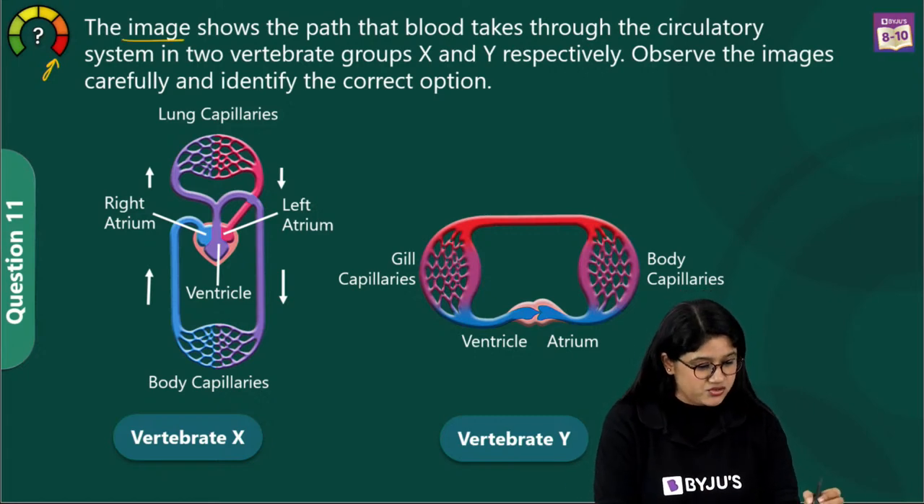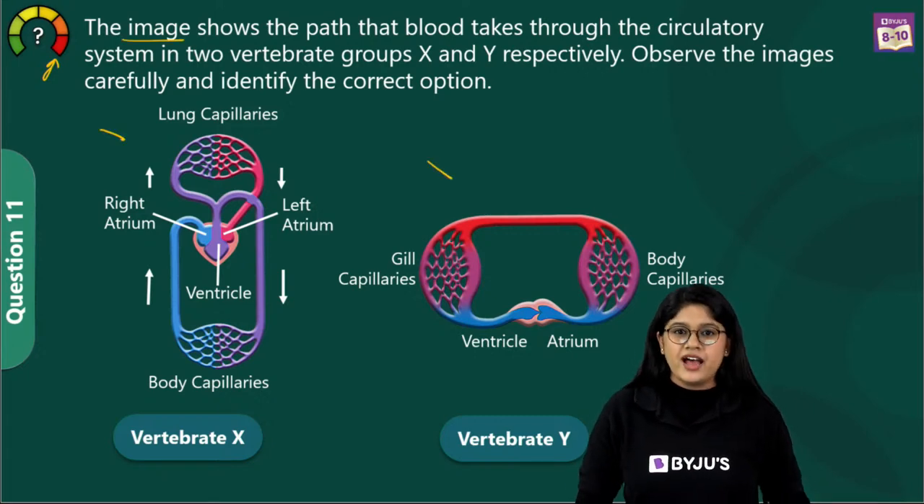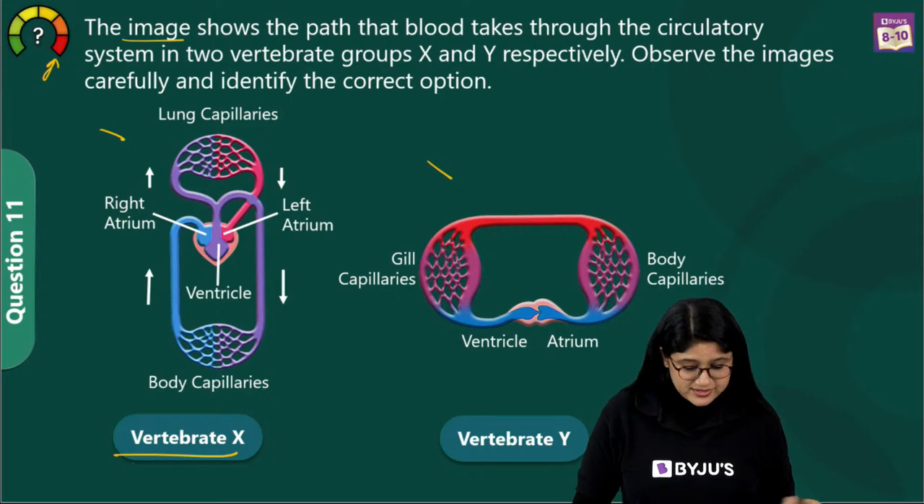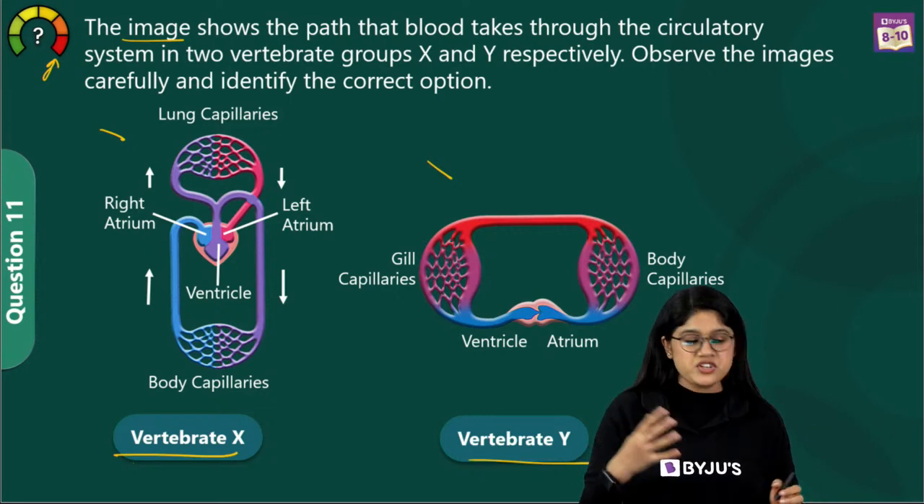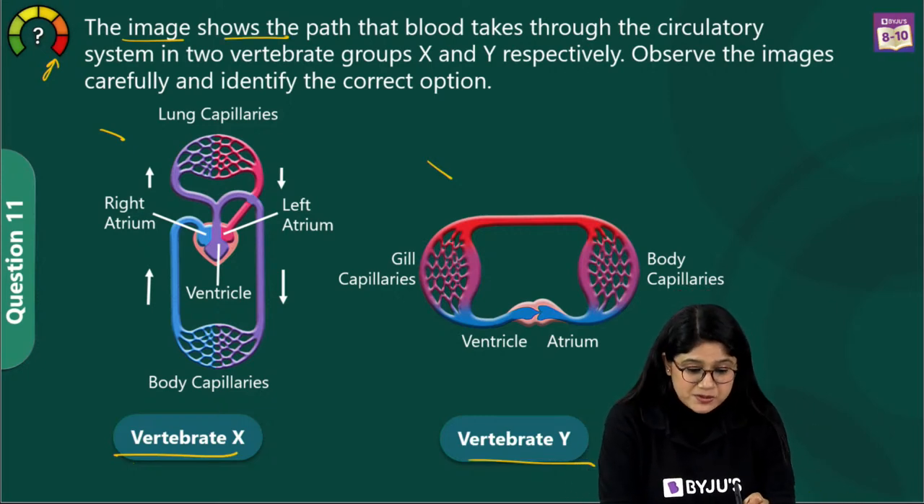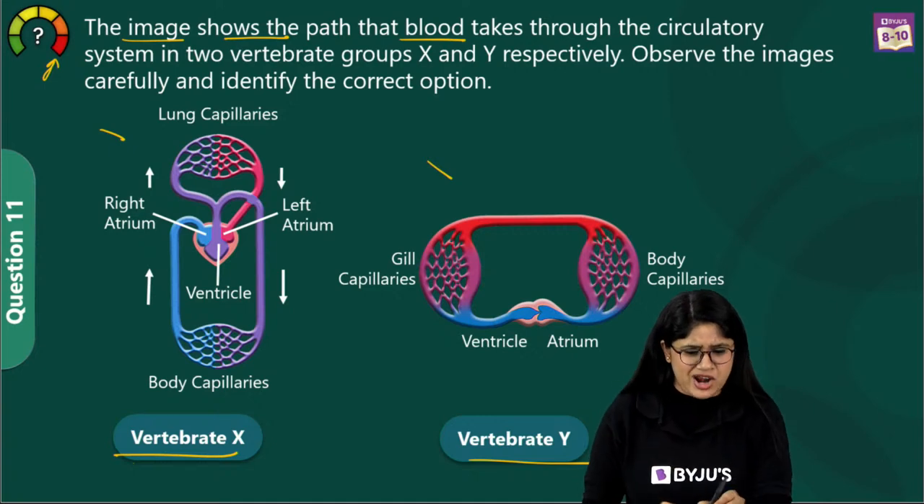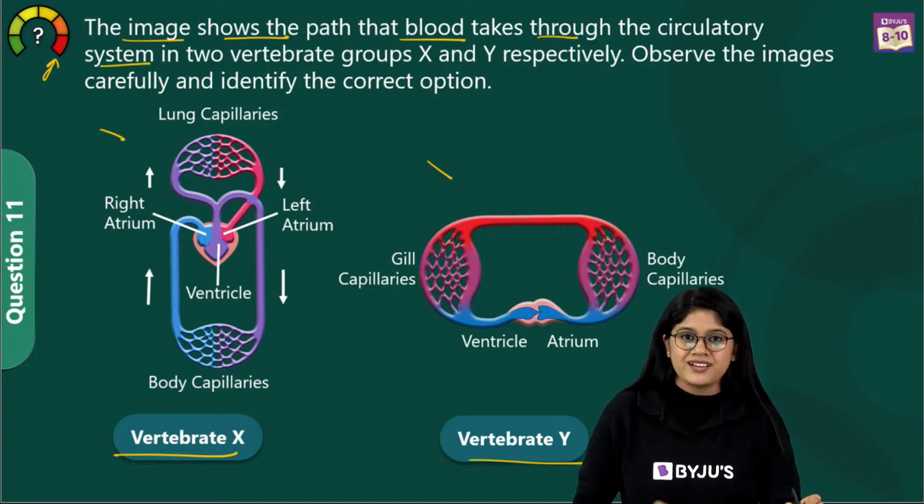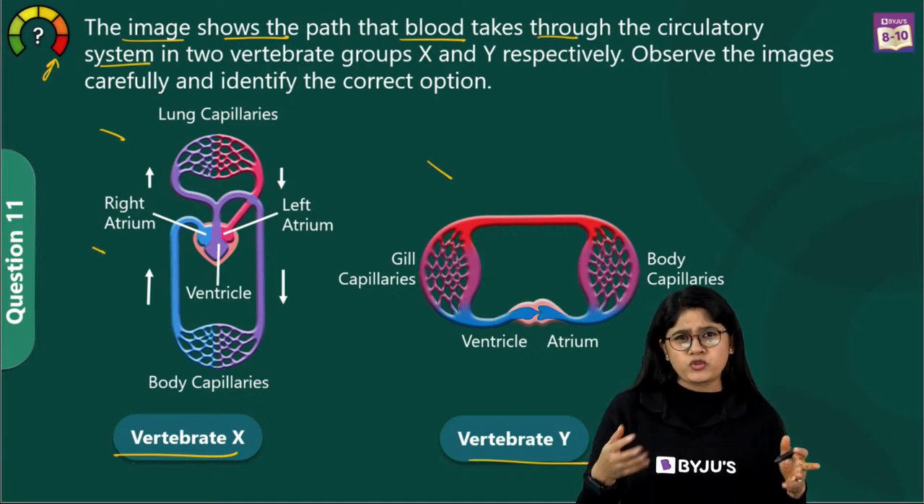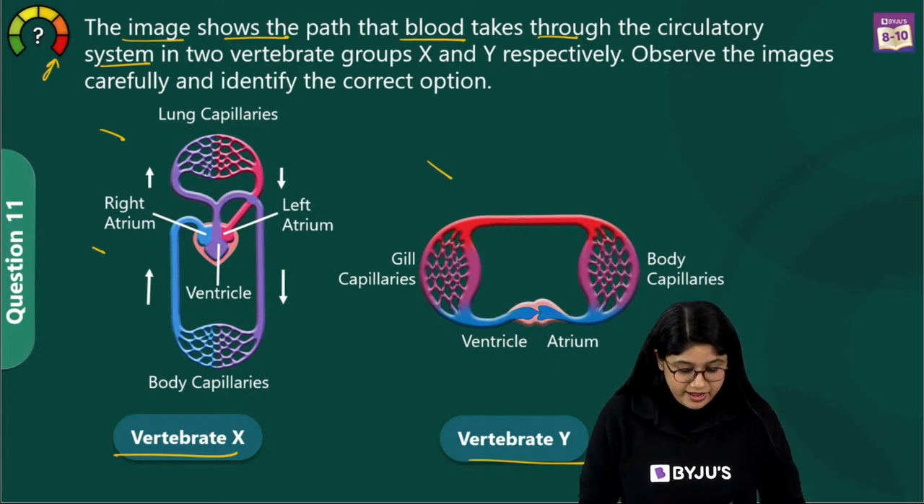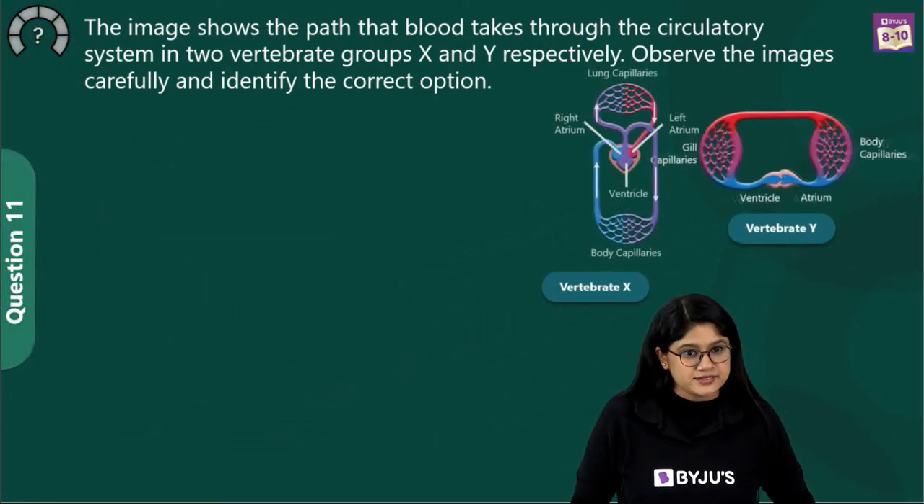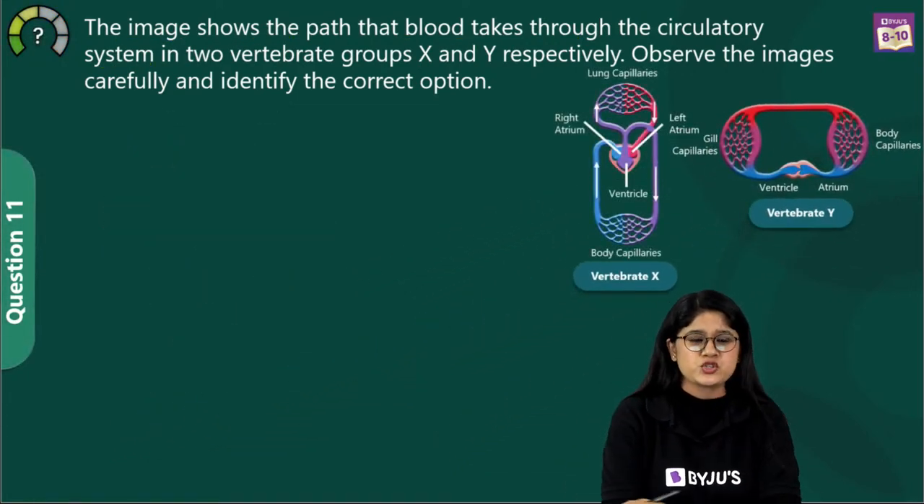So we have this image, and we have these labelings. We have vertebrates X and Y. If you read the question, this image shows the path that blood takes through the circulatory system in these two. What we have to do is identify them, and we have these options with us.